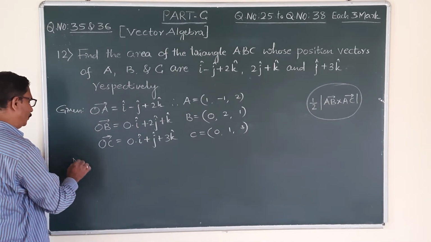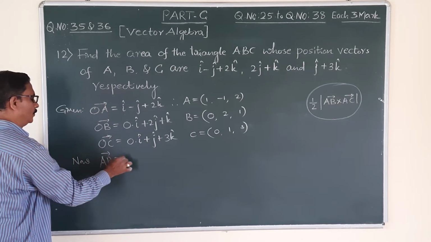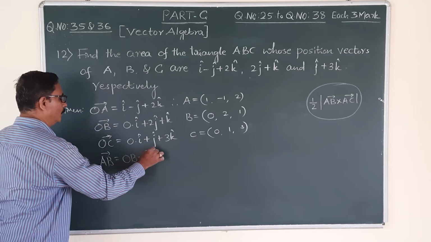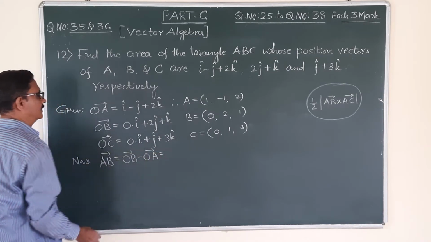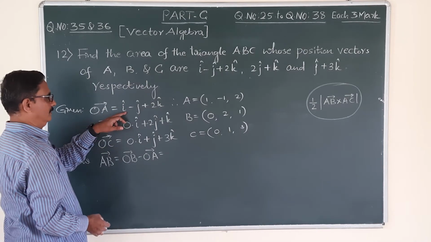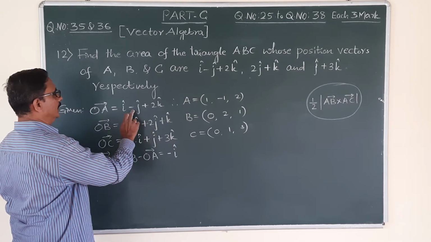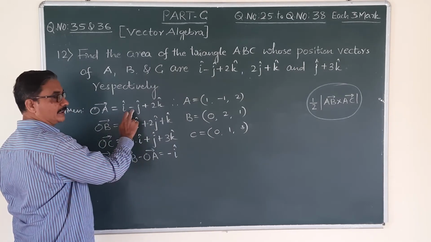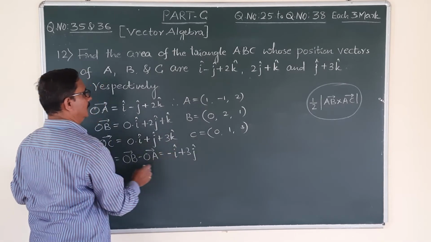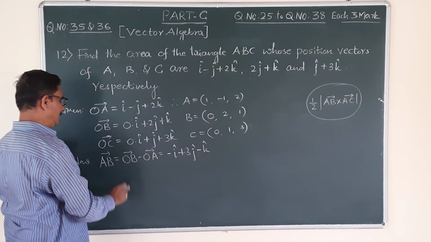Okay, now to find AB and AC. Now AB vector is equal to, using position vectors, OB minus OA, correct? Subtract OB minus OA: 0i minus i, that is minus i, right? 2j minus of minus 1j plus j, that is 3j. 1k minus 2k is minus 1k. This is AB vector.